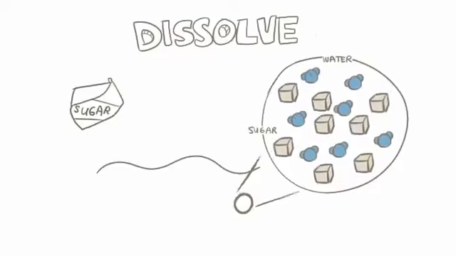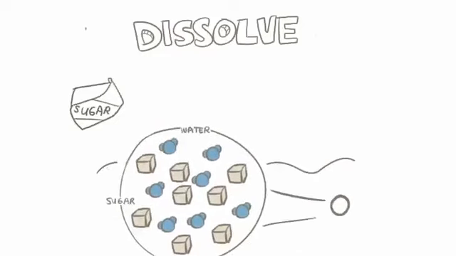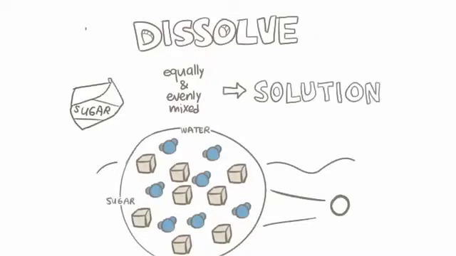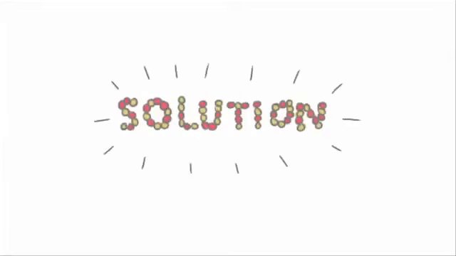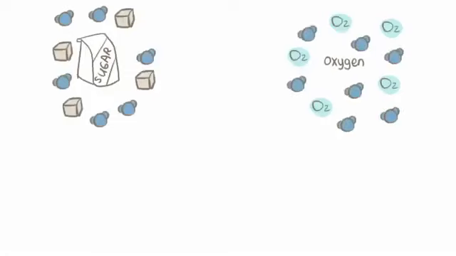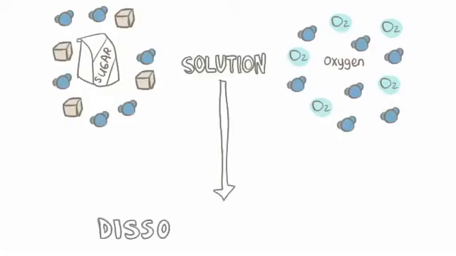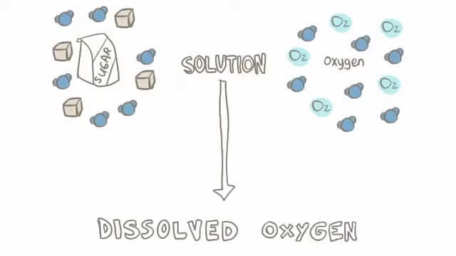More specifically, since the parts of the mixture are spread out equally and evenly everywhere, we can call this mixture a solution. So when we say that something dissolves, it just means that it goes into an evenly distributed mixture called a solution. Now, like those sugar molecules, oxygen molecules also mix evenly with water molecules to form a solution. In other words, oxygen dissolves in water. But how does the oxygen get there in the first place?